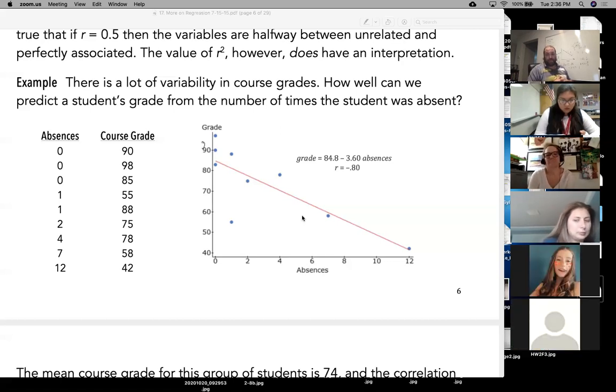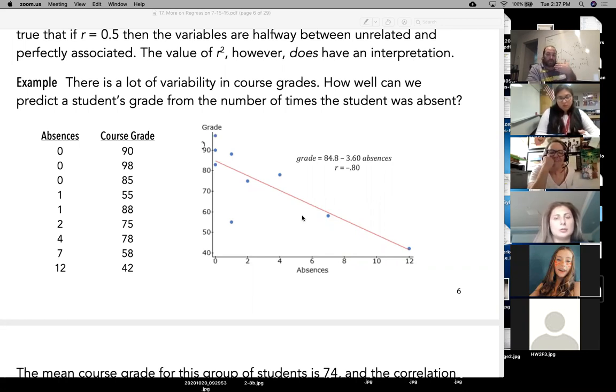No. Do any of those dots actually fall on the line? Maybe one of them does. But for the most part, look at the first 3 people. They all have the same number of absences, but they have different grades. Right? Thank you. So absences alone is not a perfect predictor of grades.